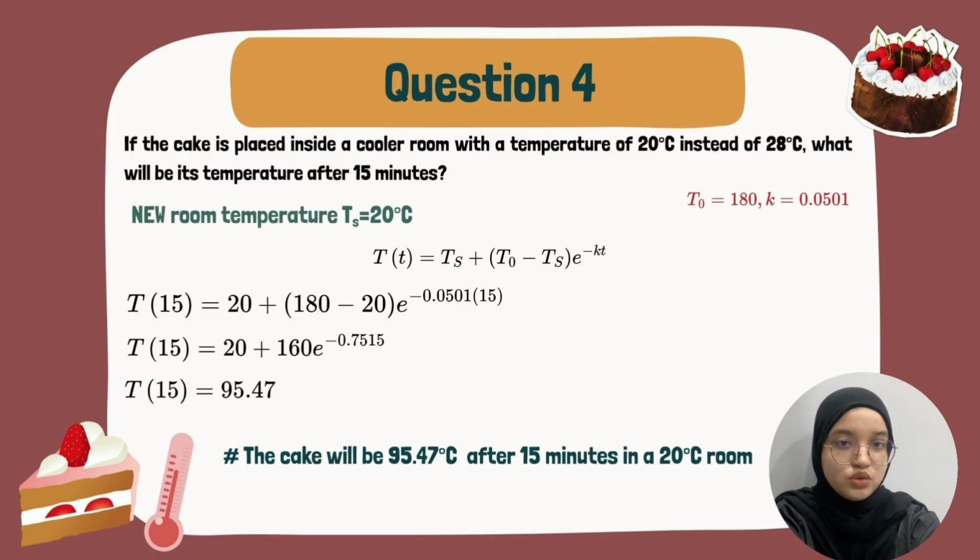T(15) equals 20 plus (180 minus 20) exponential to the power of negative 0.0501 multiplied by 15. And we get 20 plus 160 e to the power of negative 0.7515 and we get the answer 65.47 degrees Celsius. Therefore, the cake will be 65.47 degrees Celsius after 15 minutes in a 20 degrees Celsius room.